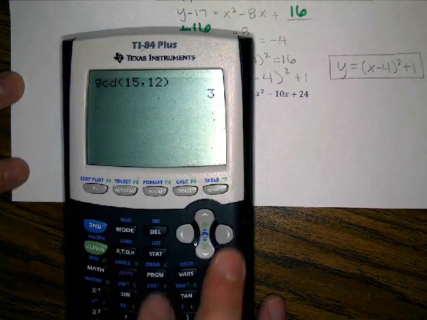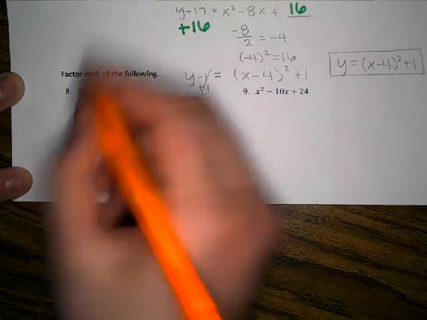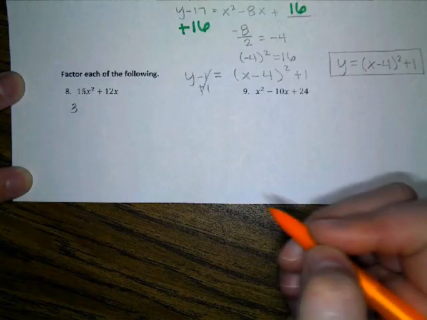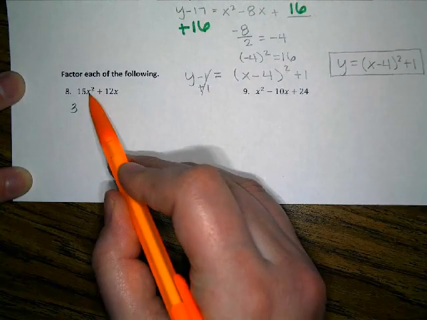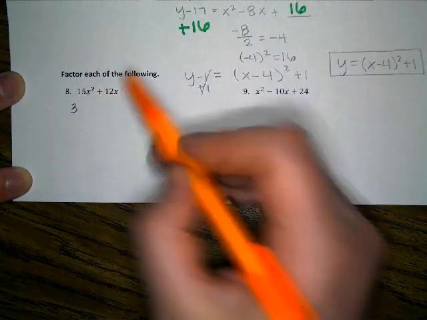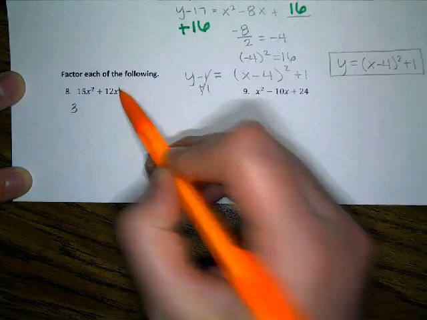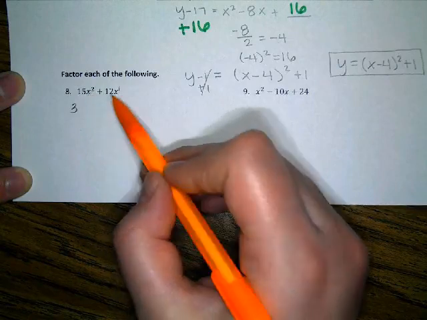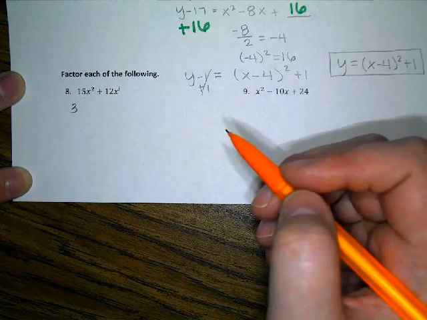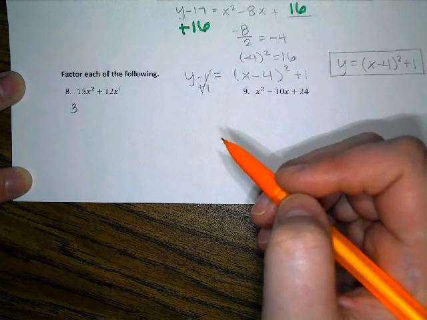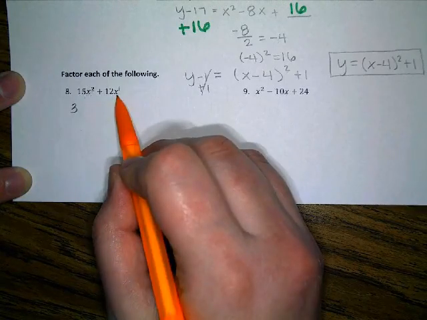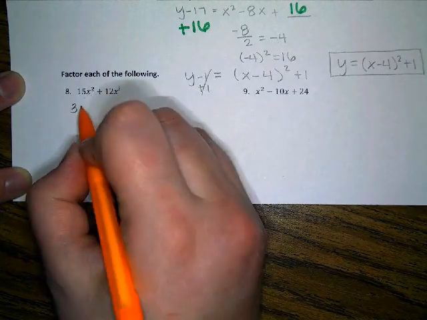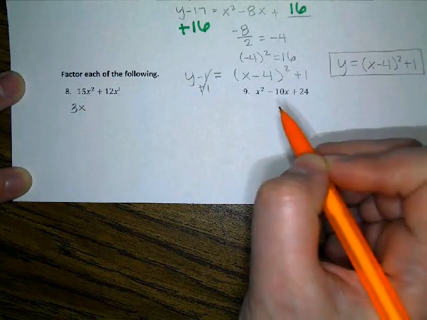3. So I can take a 3 out. 15 and 12 both have a 3 in there. And then between an x squared, and this would be an x to the 1. They didn't write the 1, but it's there. It's just invisible. How many x's do I get to take out? 2 or 1? 1. I get to take out 1. I always take out the smaller number.